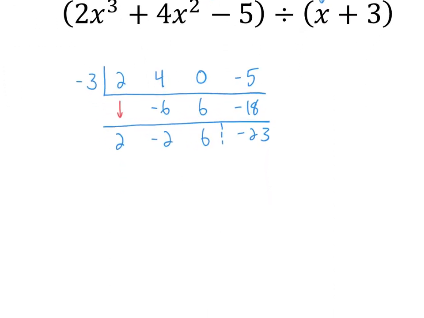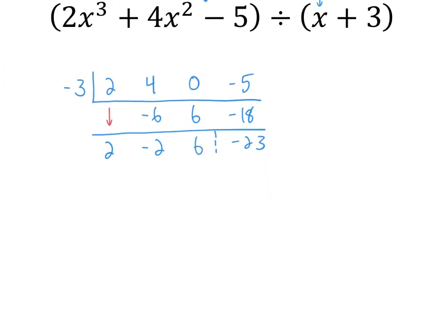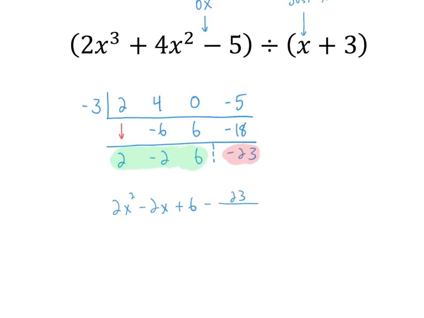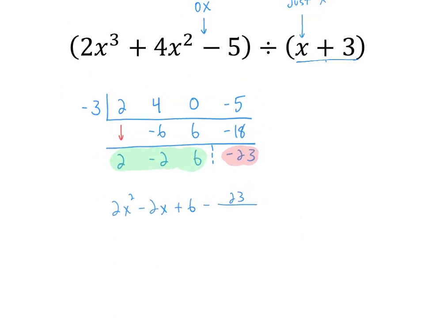Okay, and then now you just have to remember this is the remainder, and then these three numbers you'll turn and put back with x's. So this will be 2x cubed minus 2x plus 6, and the remainder is negative, so we'll do minus. And then whatever the divisor was, in this case x minus 3, you'll put the remainder over that. And that's it.